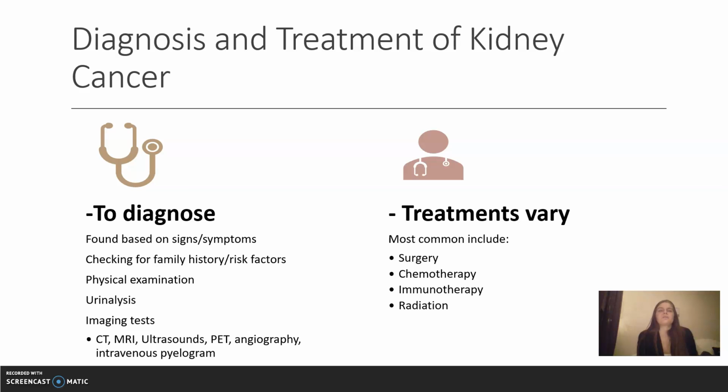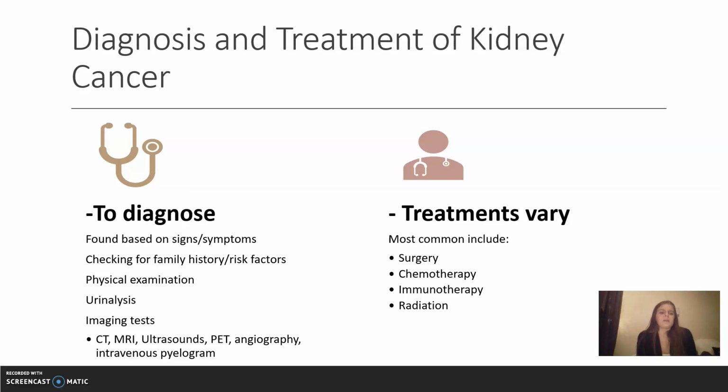Diagnosing kidney cancer differs from other types of cancers in that it can be diagnosed just through imaging, whereas other types of cancers, such as liver or any other type of organ, will need a biopsy. But for kidney, a lot of times you can just do a CT or a PET scan and they'll be able to diagnose.